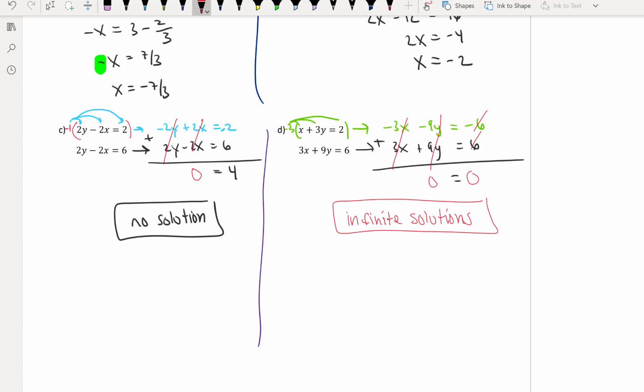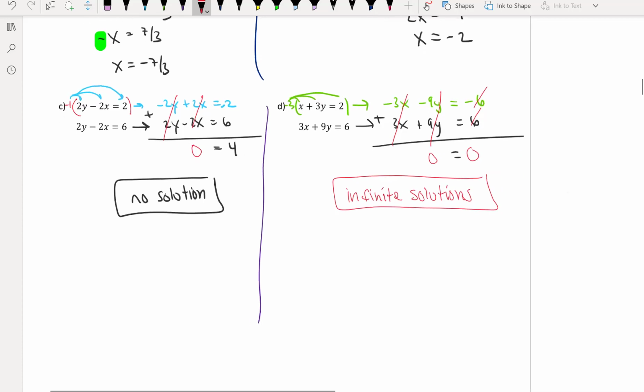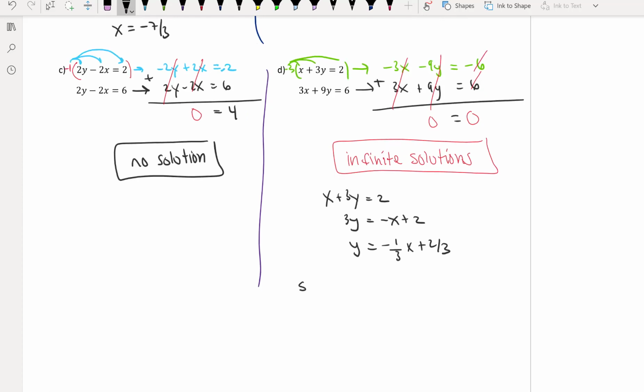So now my goal is to really write one of those equations in y equals mx plus b form. So let's say I have x plus 3y is equal to 2. So then 3y is equal to a negative x plus 2. So y is equal to a negative 1/3 x plus 2/3. So my solution, remember, I want to write it as an xy ordered pair. So the x is here, and the y, we're going to write it as a negative 1/3 x plus 2/3.